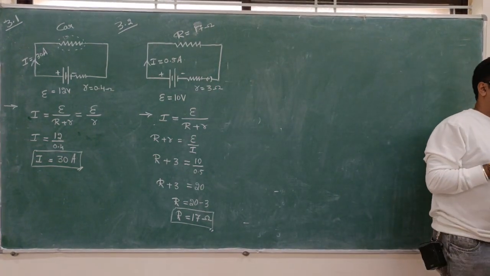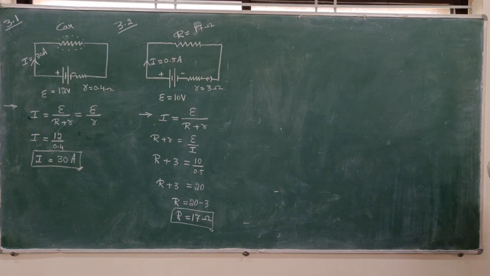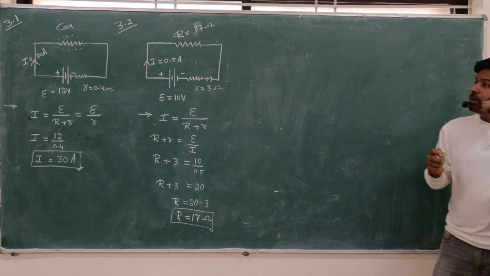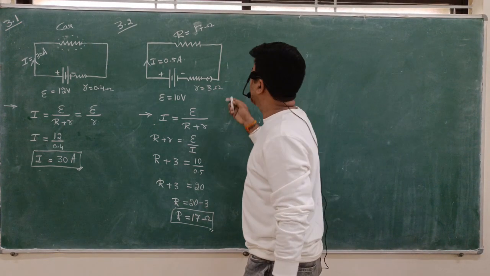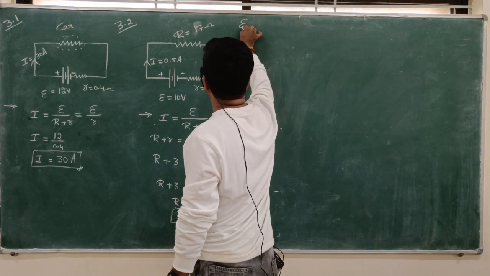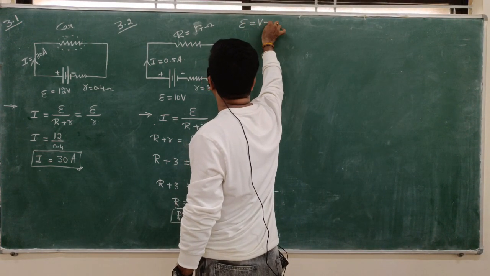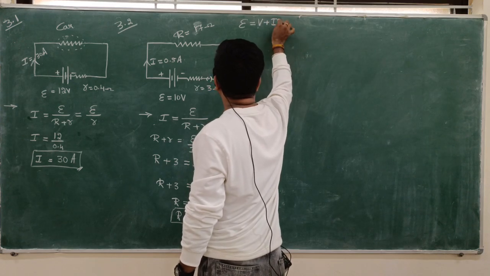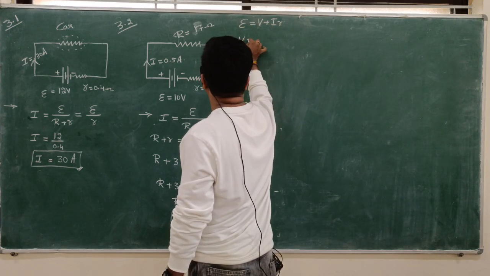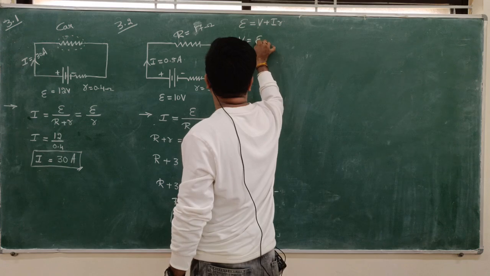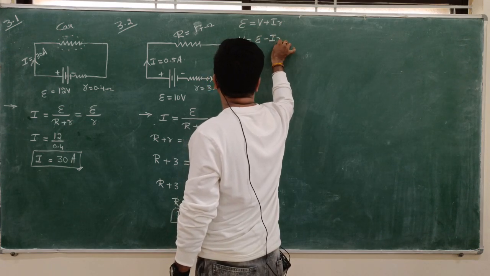Next, what did they ask? How to calculate the potential difference across the battery when the circuit is closed. Here we have the expression of the potential difference. The general expression of EMF is E is equal to V plus I r. So V is equal to E minus I r.